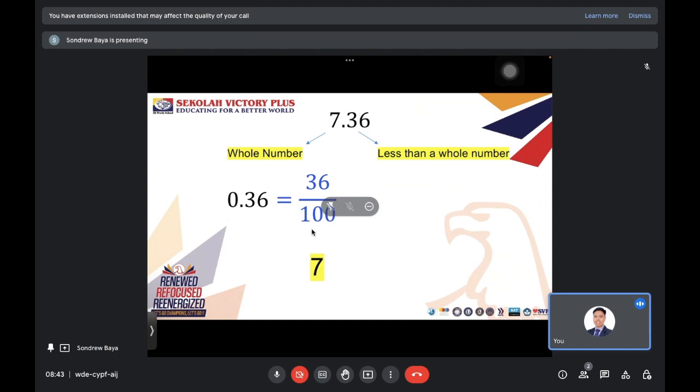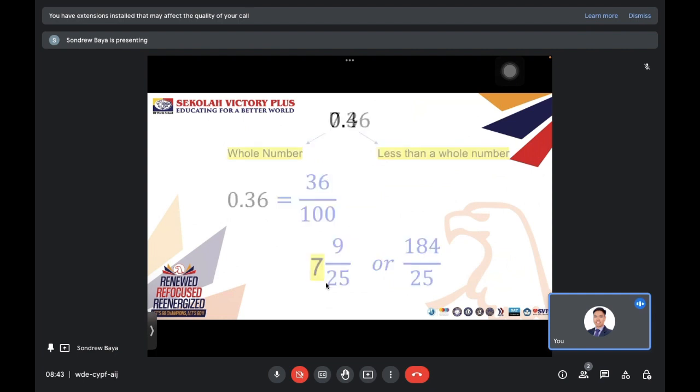So 36 over 100, simplify these, divide both by 4. So this now becomes 9 over 25. Therefore, your fraction is 7 and 9 over 25. Or you could also write this as a mixed number, 184 over 25. And that's how easy it is. Alright, pause this video, take down notes.